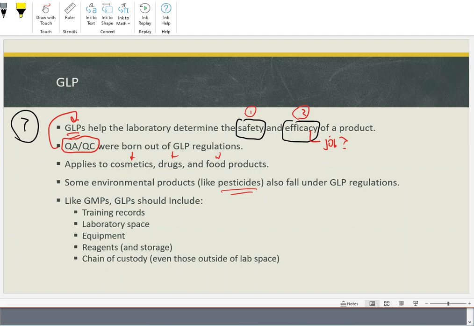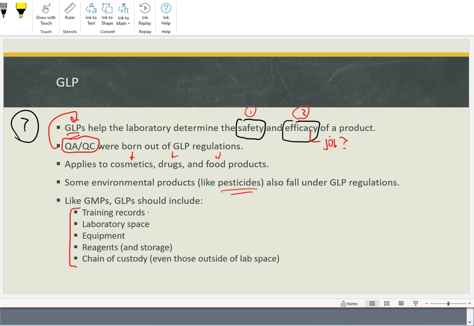So like GMPs, GLPs are going to focus on a few things, and here I've listed a few of those for you already. So those are going to be training records, laboratory space, equipment, reagents, and chain of custody. This is nothing new, right? It's not surprising either. If the manufacturing side of the house has to control this and has regulations in place where they have to document, they have to provide information to auditors and those types of things, the proper laboratory will probably have to do this as well. So that's not surprising. No one is out of the weeds of the regulations. So we're all in this together. It's all the same company, the same mission. So of course, we're focused on the same general areas.